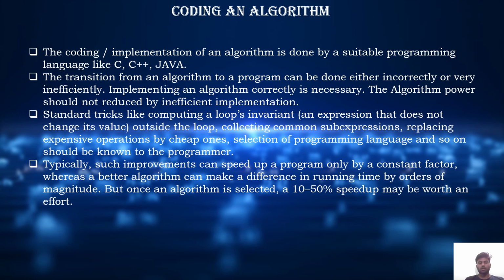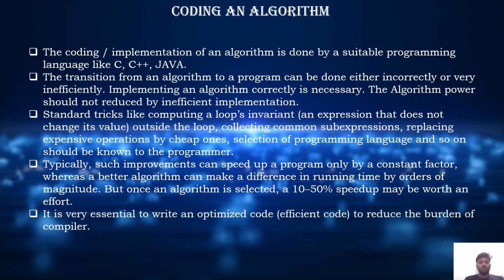Typically such an improvement can speed up a program only by a constant factor, whereas a better algorithm can make a difference in running time by orders of magnitude. But once an algorithm is selected, a 10 to 50% speedup may be worth the effort. It is very essential to write and optimize code.